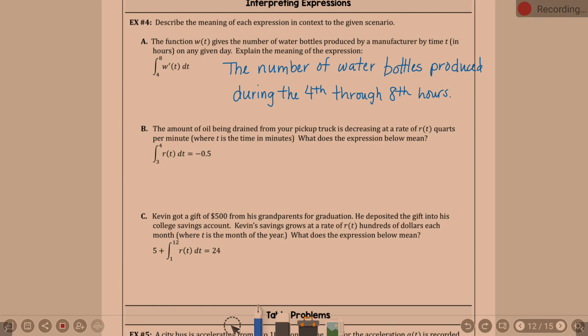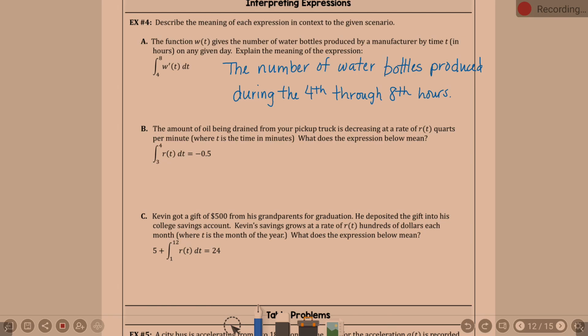Okay, B, the amount of oil being drained from your pickup truck is decreasing at a rate of R of t quarts per minute, where t is the time in minutes. What does the expression below mean? The integral from 3 to 4 of R of t dt equals negative 0.5. The pickup truck lost 0.5 quarts between time t equals 3 minutes and t equals 4 minutes. Does that make sense there?